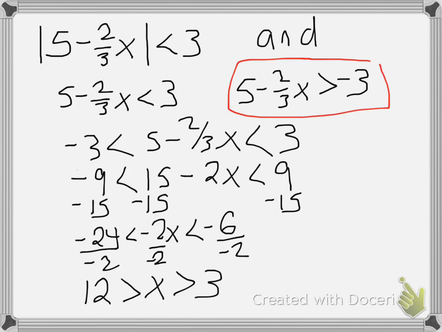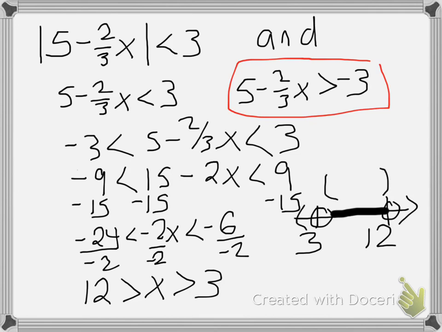All right, so what do I do? I have 3 and 12. Open circle, open circle. The x is between, so what do I do? Fill in between. And then I have a parenthesis and a parenthesis in between. So my simple answer is 3, 12 with parentheses. Goodness gracious. Okay. They don't get much more complicated than that, really.